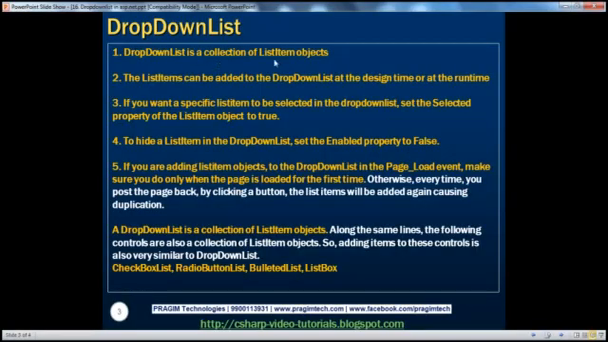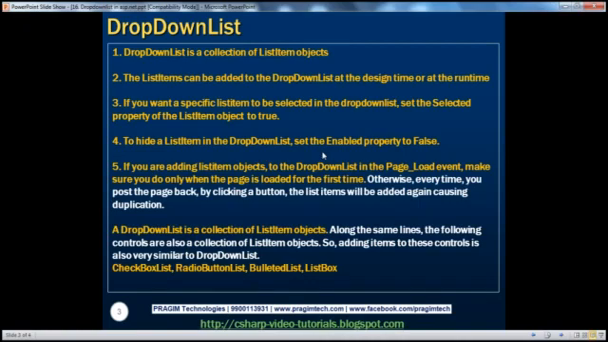Okay, so drop-down list is a collection of list item objects, which we have talked about. The list items can be added to the drop-down list at design time or at run time. If you want a specific list item to be selected in the drop-down list, set the selected property of the list item object to true. To hide a list item in the drop-down list, set the enabled property to false.